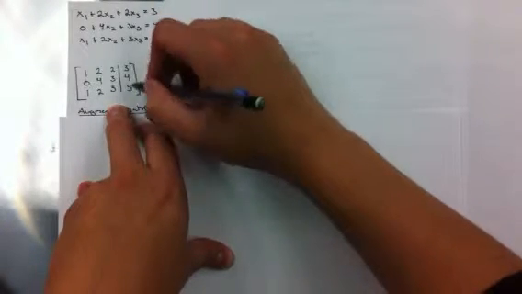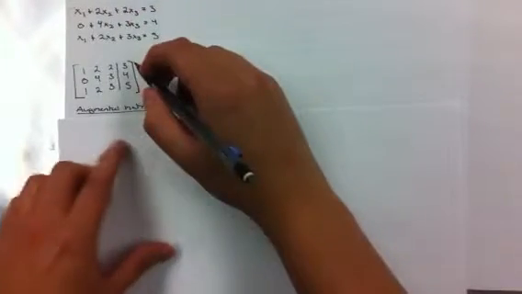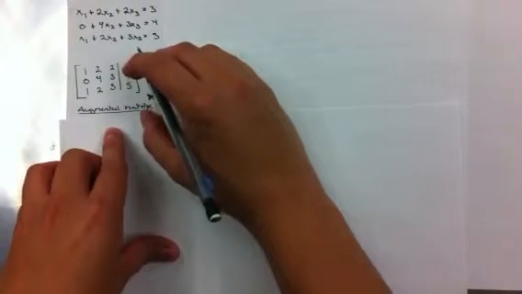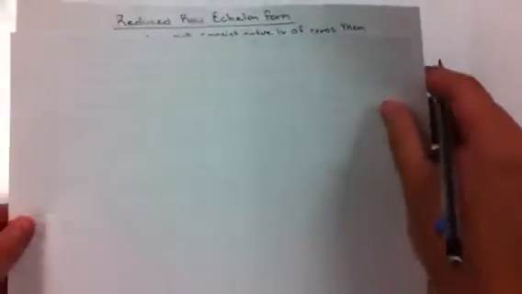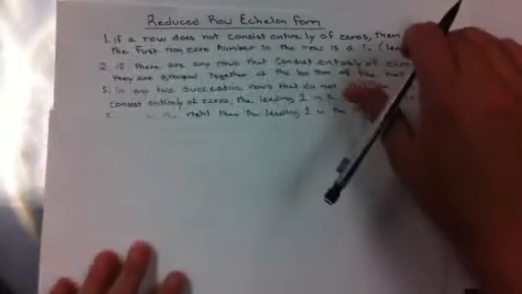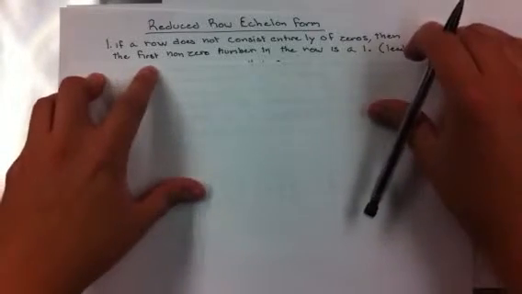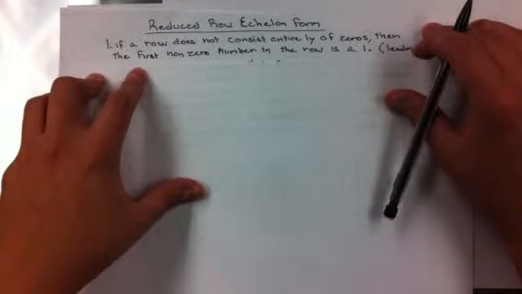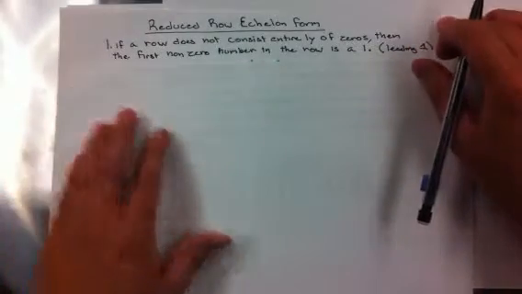Okay, placed accordingly. Now, what we want to do is put this augmented matrix into reduced row echelon form. And you may wonder what reduced row echelon form is. Well, reduced row echelon form has four properties. The first property is if a row does not consist entirely of zeros, then the first non-zero number in the row is a 1, which we call a leading 1.